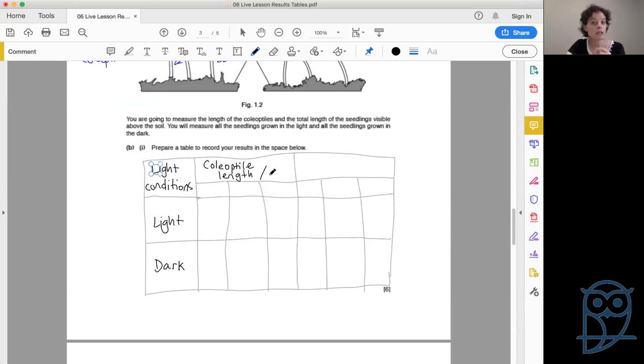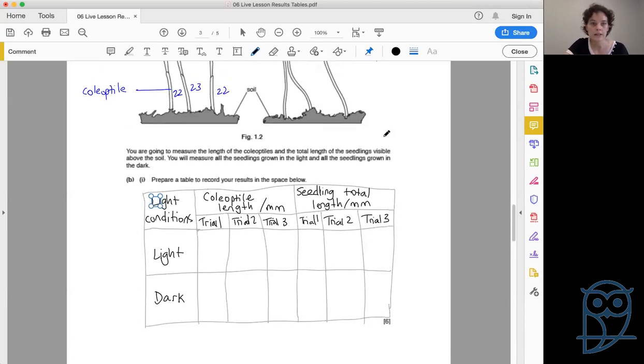Our units, when we measure in biology, we measure in millimeters. And here we have seedling total length. Again, measure in millimeters. And then we have trial 1, trial 2, trial 3. And again, trial 1, trial 2, trial 3. And then we can go and fill in our data.